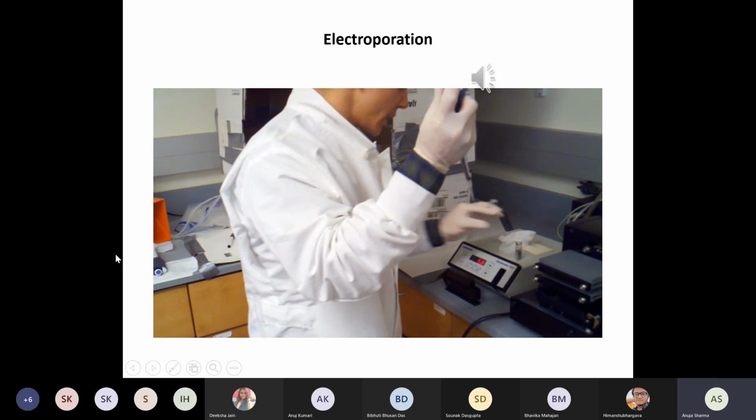So using the heat shock method and electroporation, the basis is the same: we want to generate some pores in the wall of the bacteria. But in the heat shock method, by giving a heat shock, like ice and then heating it at 42 degrees, you generate pores in the wall. And in electroporation, you give an electric pulse and generate pores in the wall of the bacteria.